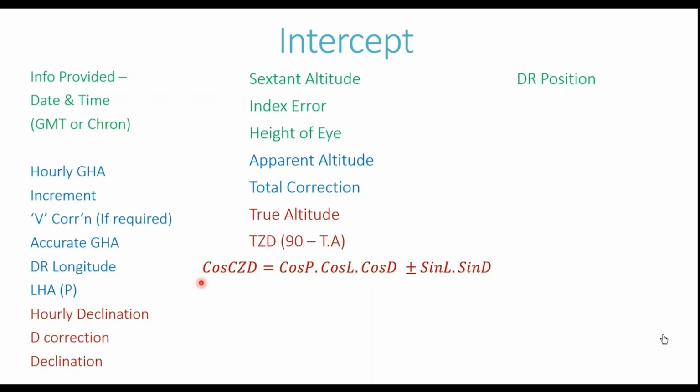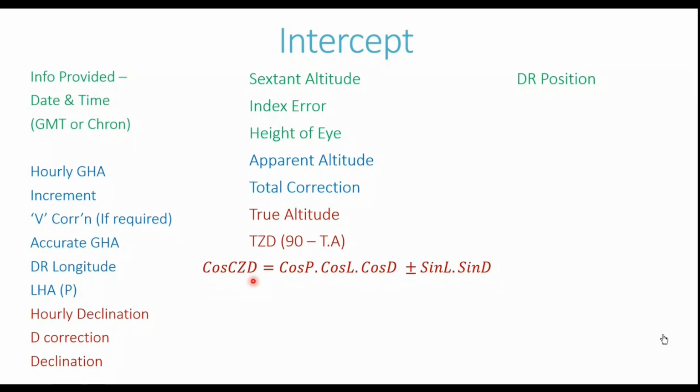The intercept formula says cos of CZD, that is calculated zenith distance, is equal to cos of P multiplied by cos of latitude multiplied by cos of declination plus minus sine of latitude into sine of declination. Let me explain to you these terms one by one.